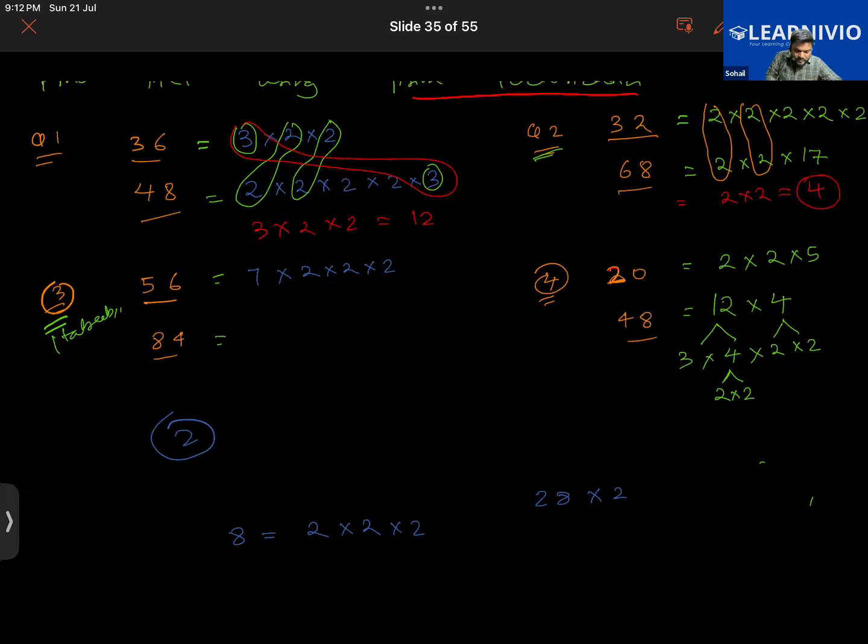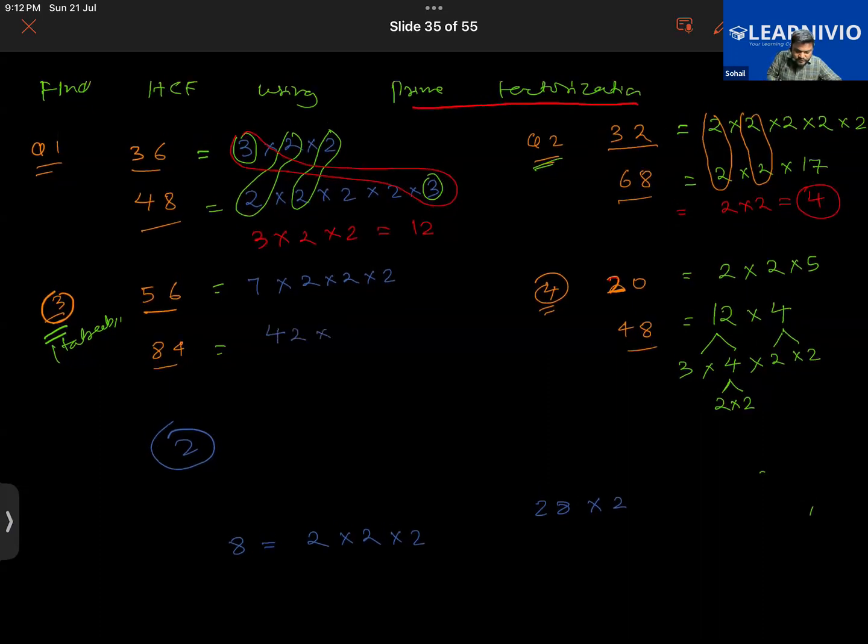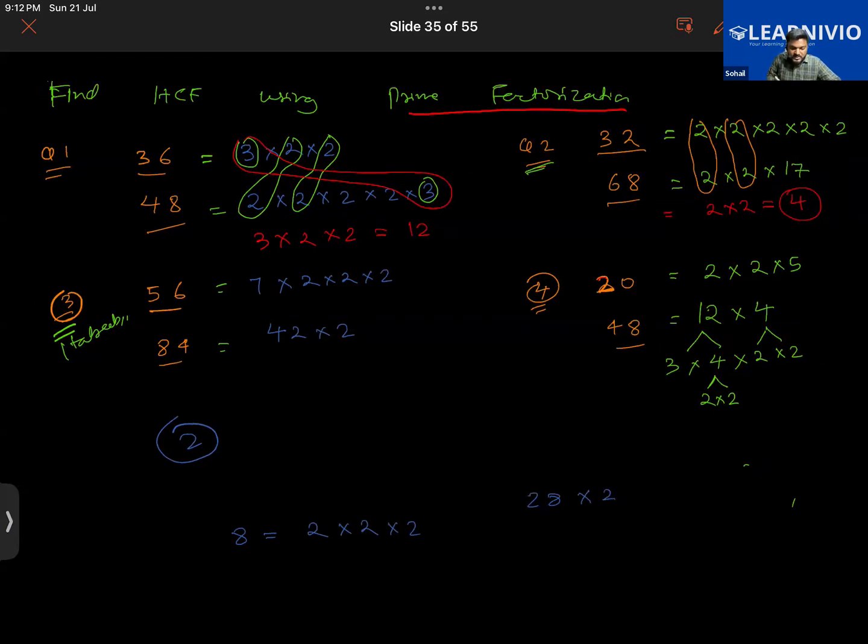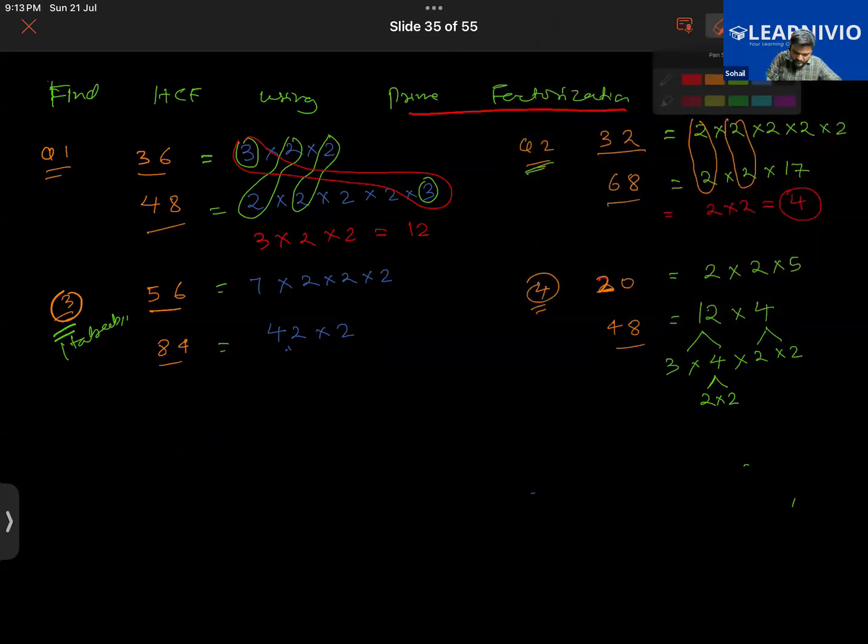Now 84, normally you can write it as 42 times 2, but the problem is 42 is a composite number, not a prime number. So let us break it down. How can we write down 42? Can't you write it as 21 times 2? But still we have 21, which is a composite number. So how about I write 21 as 3 times 7? Right, now the problem is solved.